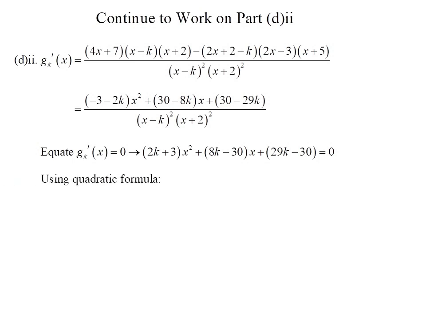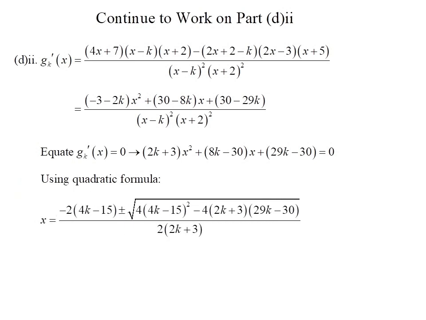The roots of the quadratic equation can be expressed using the quadratic formula. After being simplified, x equals (15 minus 4k) plus or minus the square root of (negative 42k squared minus 147k plus 315), over (2k plus 3).